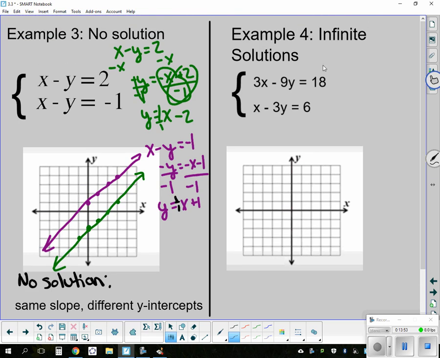Okay, I'm going to let you guys do example 4. Do the whole thing by yourself. You know you're going to end up with infinite solutions. See what that looks like.